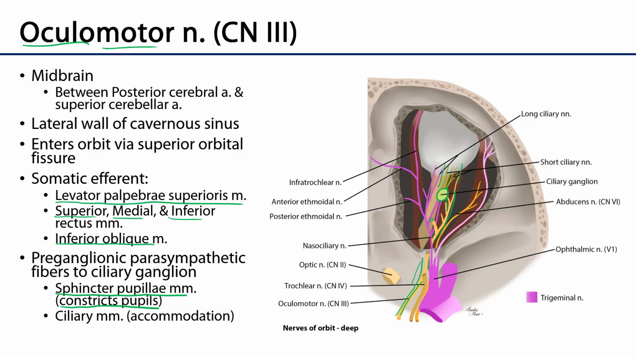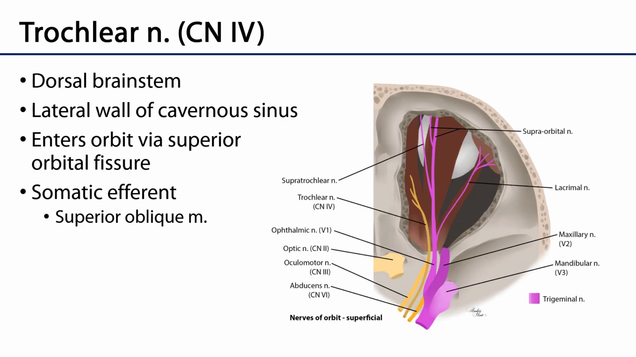The other target of the parasympathetic fibers are the ciliary muscles. These ciliary muscles are of the ciliary body, and they help to adjust the lens through an action known as accommodation. Next up, we have the trochlear nerve, cranial nerve number 4.